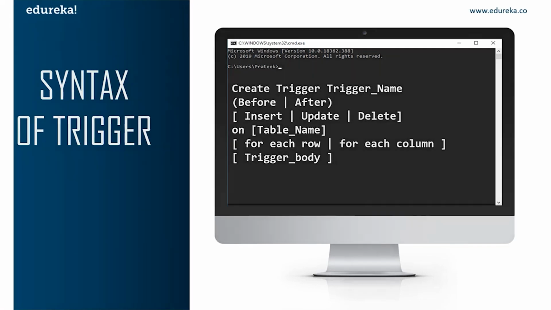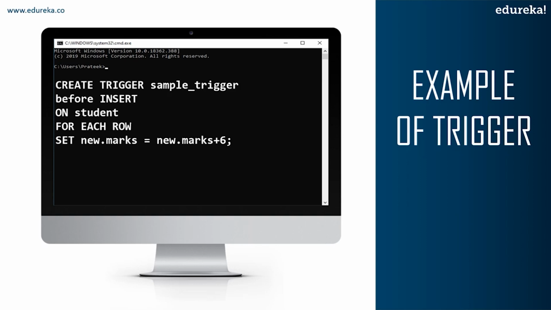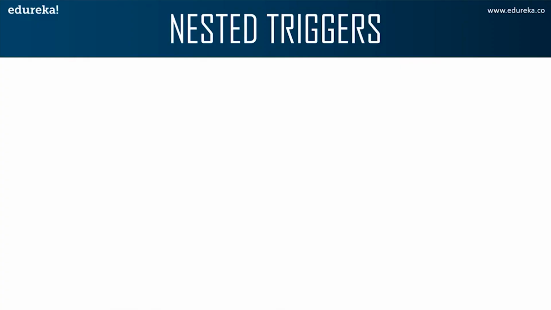So this was a brief introduction to the syntax of a trigger. On the screen, we can see an example of a trigger. In the given trigger, we are trying to calculate the marks of a student as soon as his details are updated to the database. Here, we are adding 100 marks to the marks column of each new record. Also make a note, the new keyword refers to the row that is getting affected. So this was all about a simple trigger.